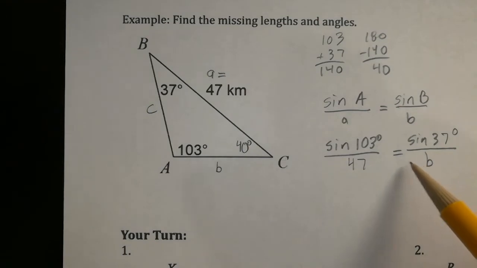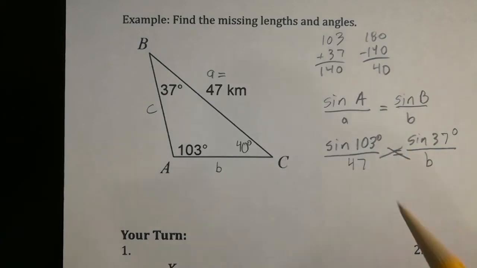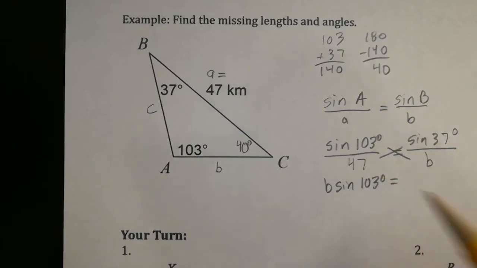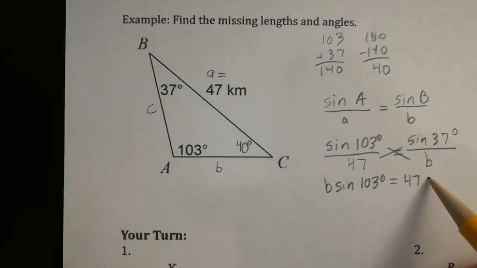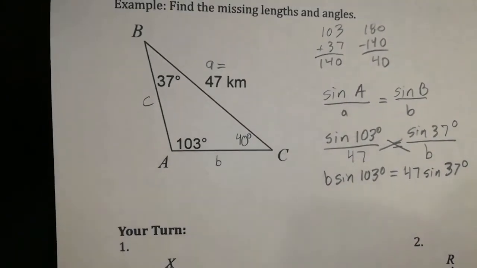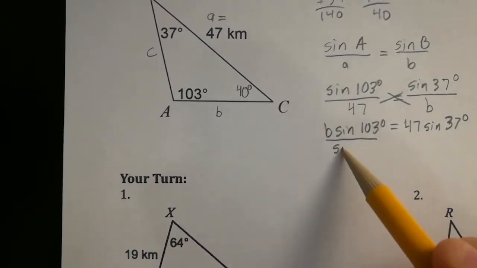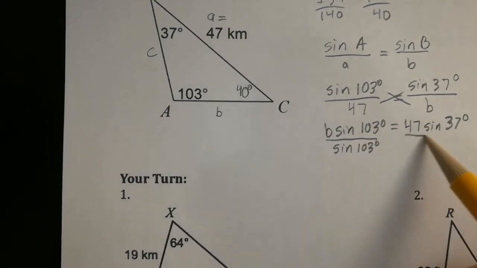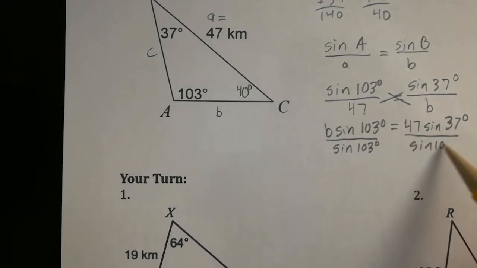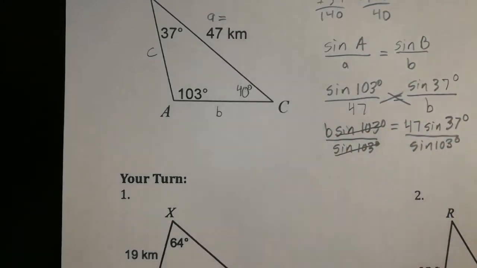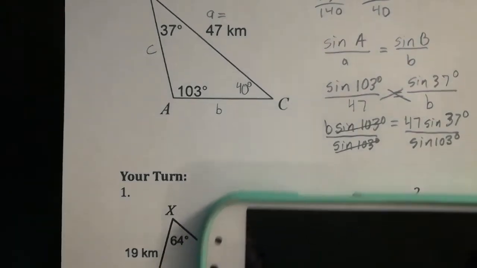The best way to go about that, since we have a fraction equals a fraction, is to cross multiply. So we're going to get B times the sine of 103 degrees equals 47 times the sine of 37 degrees. Then in order to get B by itself, we have to divide by the sine of 103. You don't want to grab the calculator yet. We want to make sure our answer is nice and accurate, so we don't want to round numbers until the very end. So B is just going to equal this business. I'm going to go ahead and put that into my calculator now.